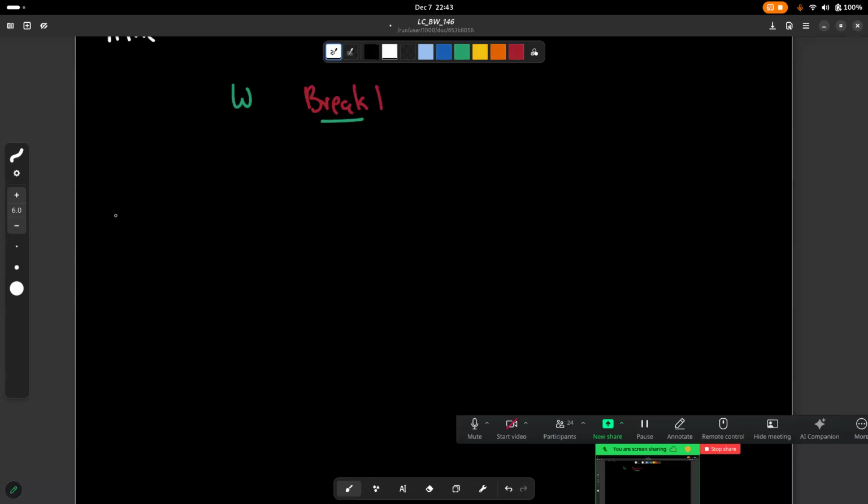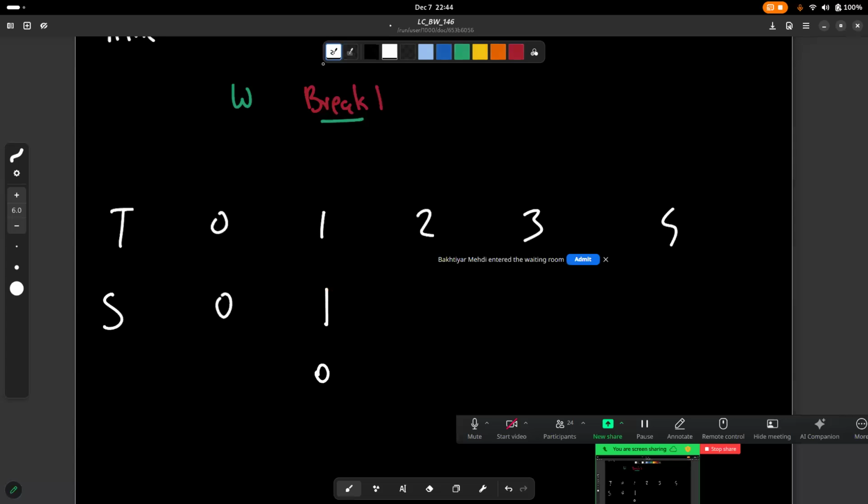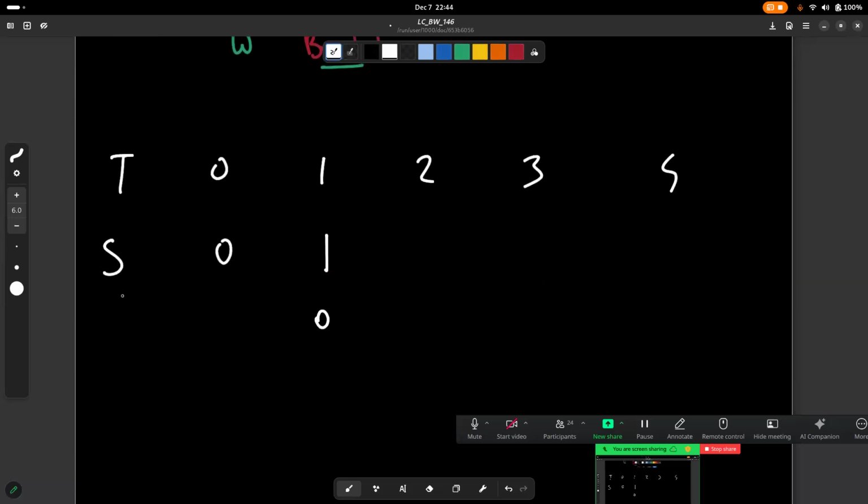Let's see what our sword strength was. Initially my time is 0, 1, 2, 3, 4, and my sword strength is 0, 1. Over here I break my lock and my strength becomes 0. In the next stage, my x is equal to 1 over here.